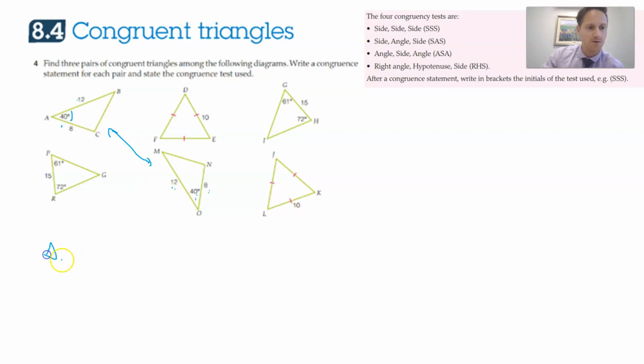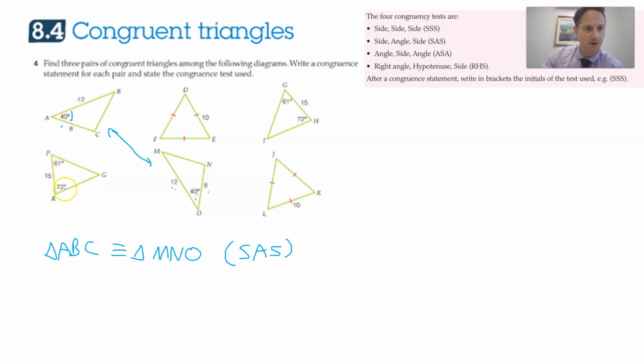So I can say triangle ABC is congruent to triangle MNO. And the reason for that is going to be side, angle, side. So the proof is SAS. Okay, so let's look for another triangle pair. How about this one here?